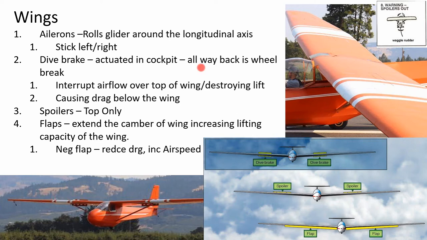In the 233, our dive brake, and I've got a picture in the next slide, is just a handle over here on the left, and you'll pull it back. Halfway back, they'll be halfway open. All the way back, they'll be fully open. And there's a notch you hit, and if you go over that notch, you start to actuate the wheel brake of the glider, for when you're landing.